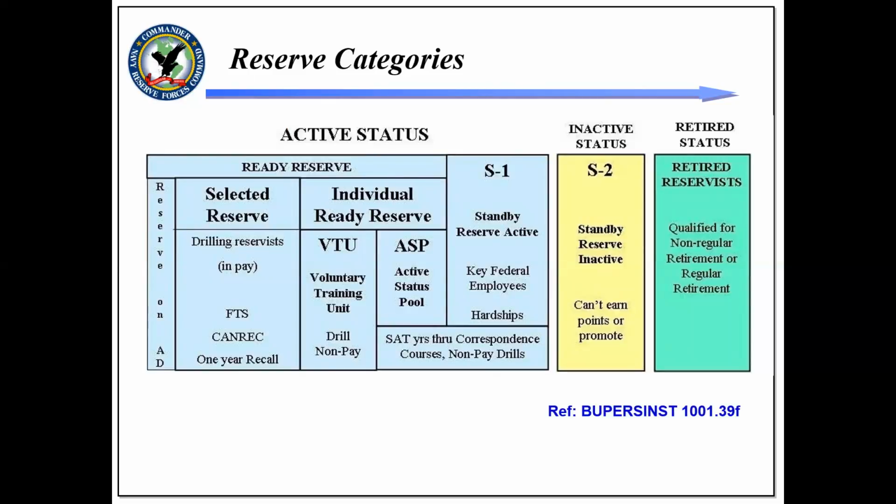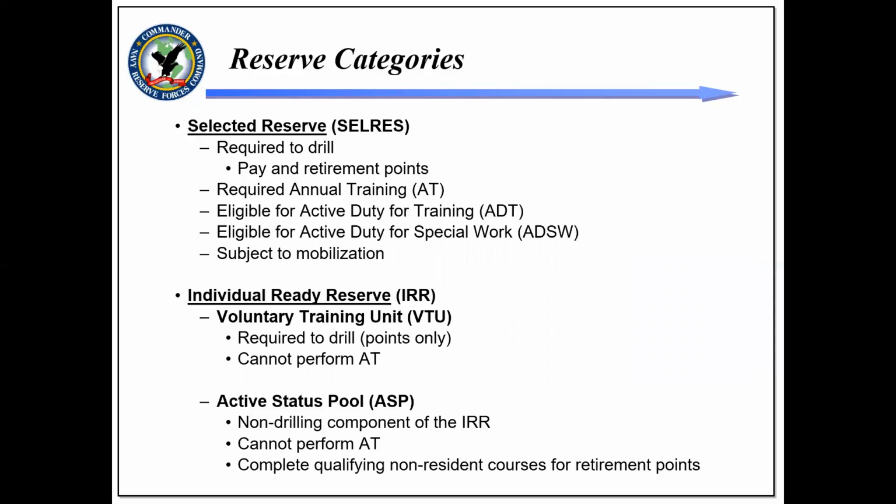Reserve categories. Selected Reserve: required to drill, pay and retirement points, required to do AT, eligible for Active Duty for Training, ADT, eligible for Active Duty for Special Work, ADSW, and subject to mobilization. Individual Ready Reserve, IRR: Volunteer Training Unit, required to drill for points only and cannot perform ATs. Active Status Full ASP: they are the non-drilling component of the IRR. They cannot perform ATs and they complete qualifying non-residential courses for retirement points only.